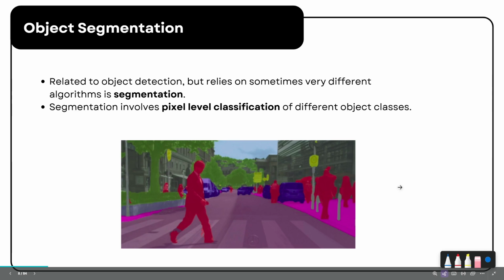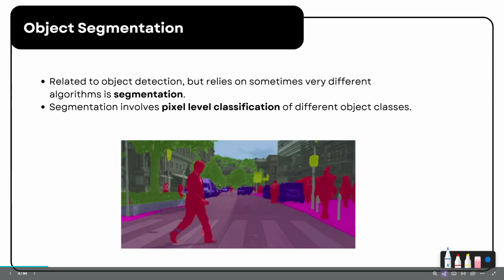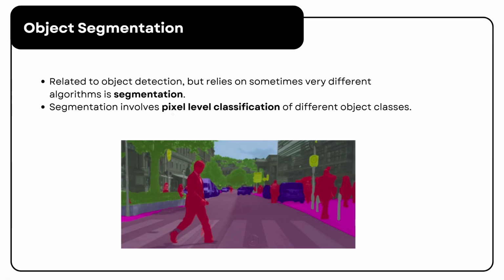So there are other models. Like we have UNet. UNet is another model for segmentation, and Mask R-CNN. So we will tackle these two models here.